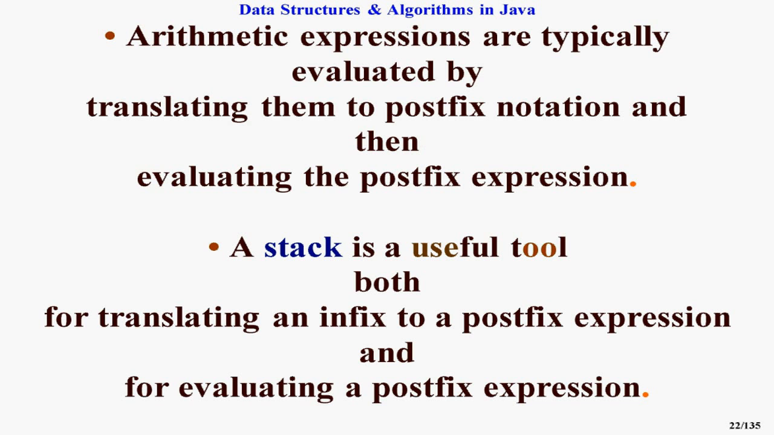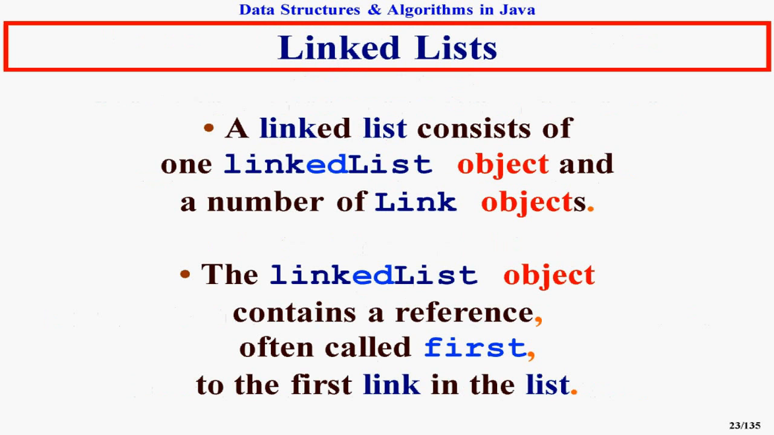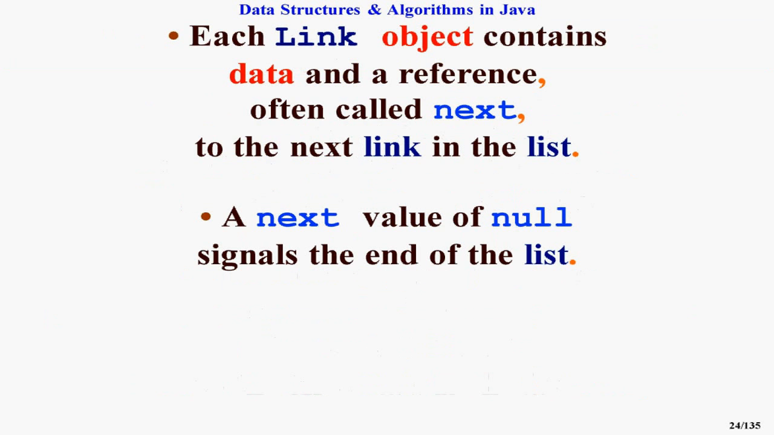Linked lists. A linked list consists of one linked list object and a number of link objects. The linked list object contains a reference, often called first, to the first link in the list. Each link object contains data and a reference, often called next, to the next link in the list. A next value of null signals the end of the list.